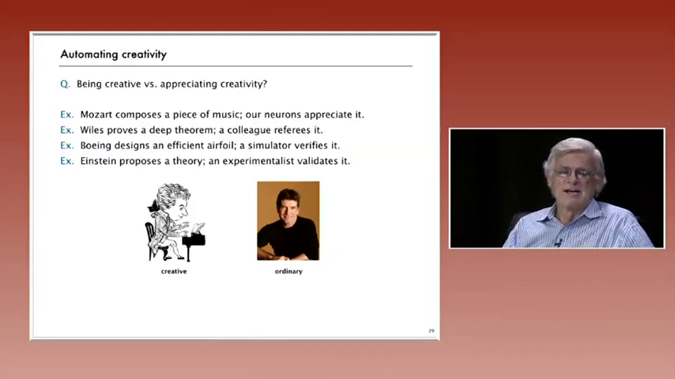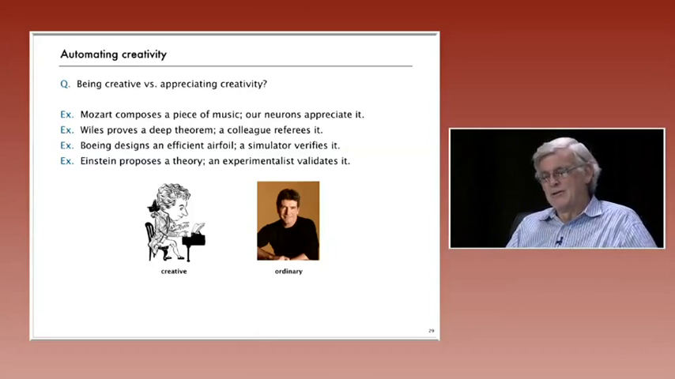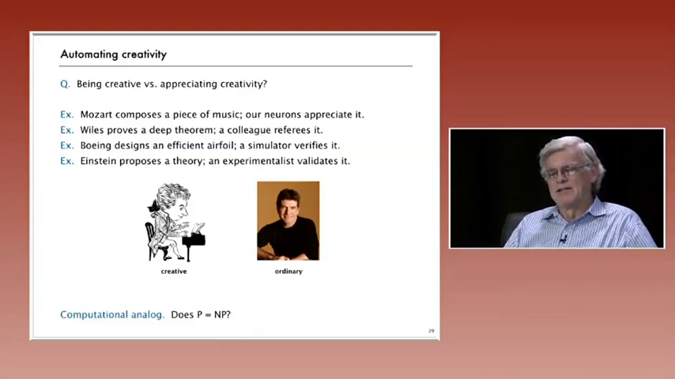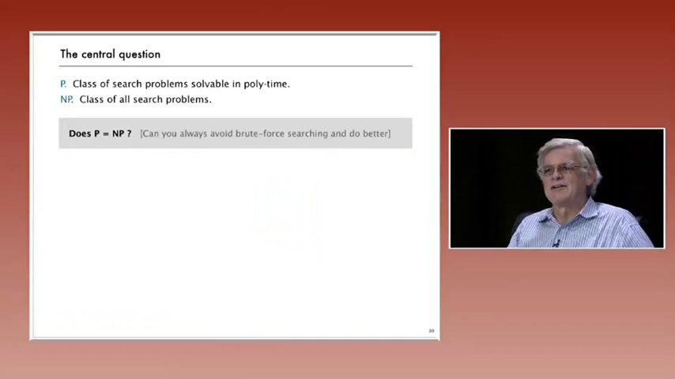So there's the creative: let's make something or come up with something. The analog to that is a solution to a problem, a search problem. And the ordinary thing to do is to check it. But if P equals NP, there's no difference. It's really like automating creativity. The computational analog to the P equals NP question is automating creativity. Is P equal to NP? That's the central question.